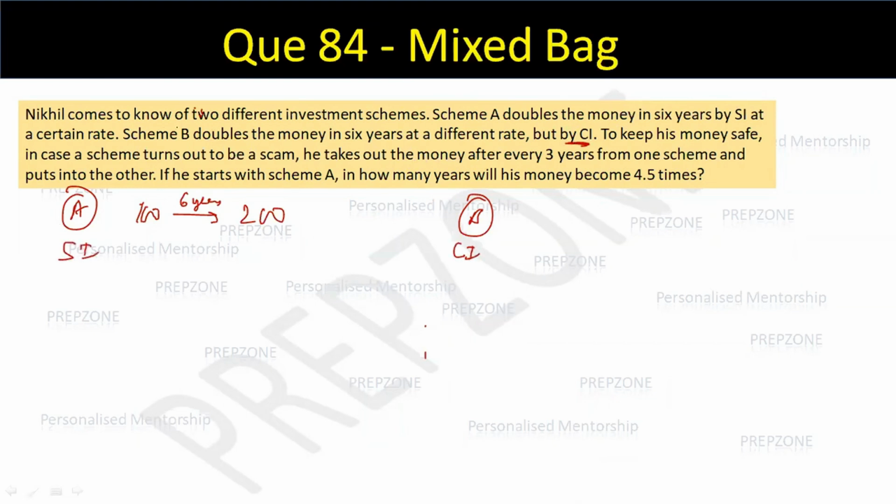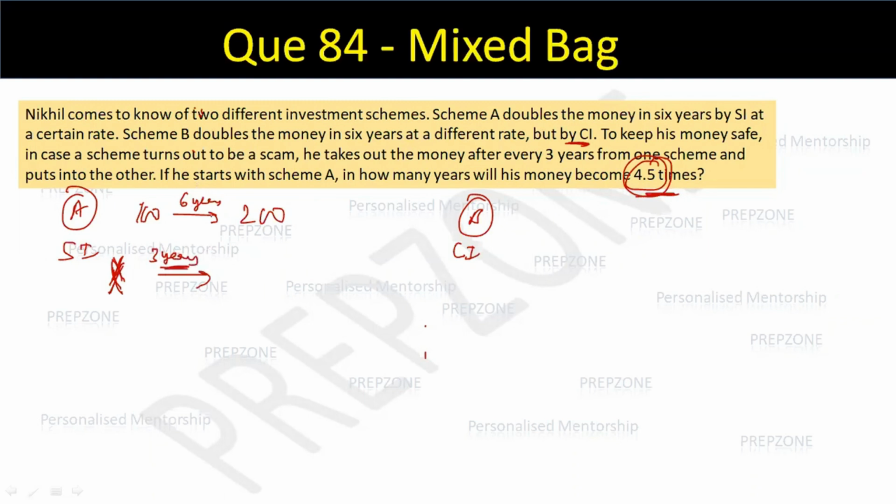Now to keep his money safe in case a scheme turns out to be a scam, he takes out the money after every 3 years from one scheme and puts it into another. If he starts with scheme A, in how many years will the money become 4.5 times? Okay, I have to make the money 4.5 times. And what is given is that every 3 years he changes, which means let's say he invested some amount x in scheme A, and every 3 years he changes the scheme.